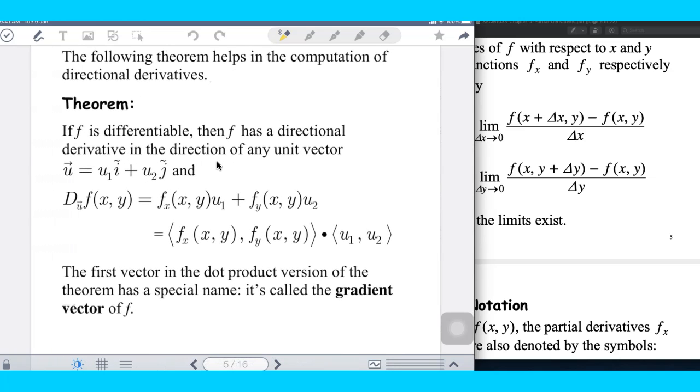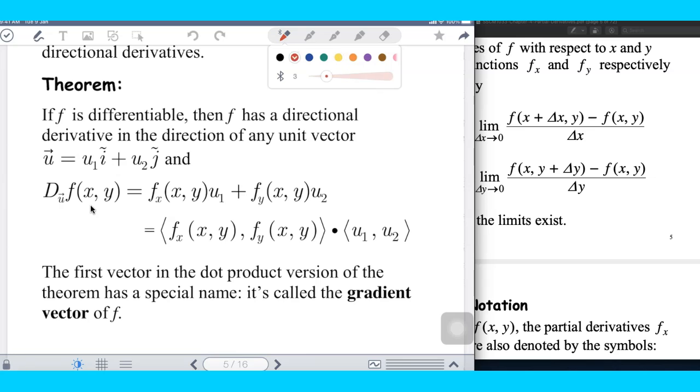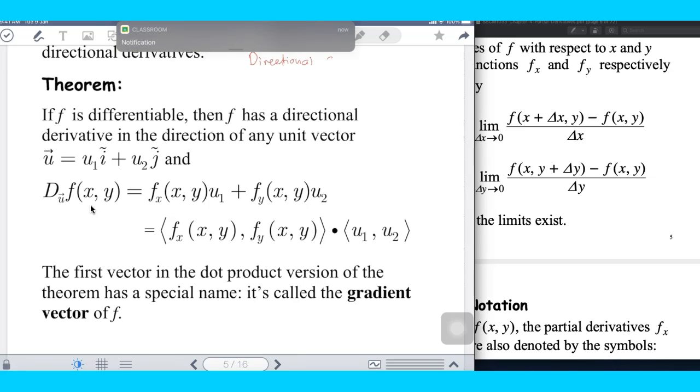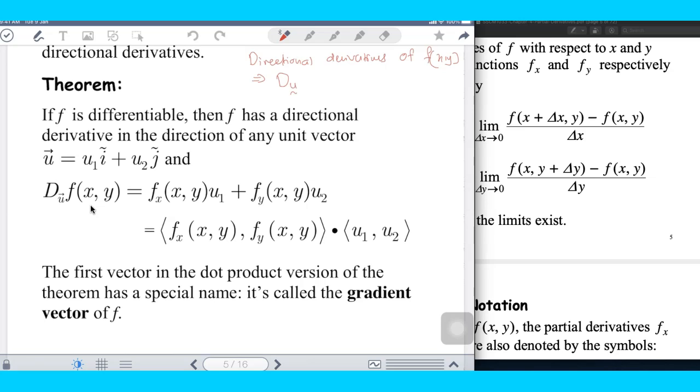So what is the formula then? It is based on this theorem. The name is directional derivatives. Using the symbol, you have the capital D, and the directional derivative of the function f of x, y can be represented using the symbol D_u f. Here u stands for unit vector and f is the function. In language, we call this the directional derivative of the function f in the direction of unit vector u.